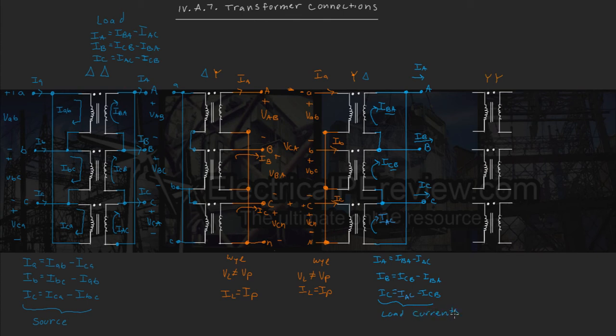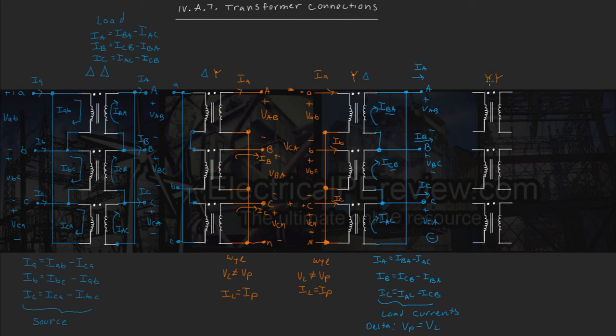And since it's a delta, our phase voltages are going to equal our line voltages. And that's going to be plus VAB minus, plus VBC minus, plus VCA minus, and this minus is all the way up top at this A.